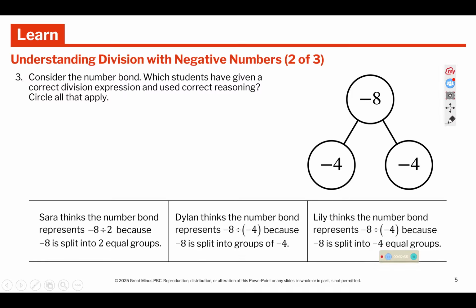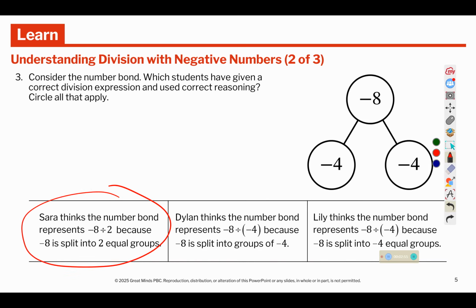Number 3, consider the number bond. Which students have given a correct division expression and use correct reasoning? Circle all that apply. Sarah thinks the number bond represents -8 divided by 2 because -8 is split into 2 equal groups. That is correct. That's the one that I mentioned.